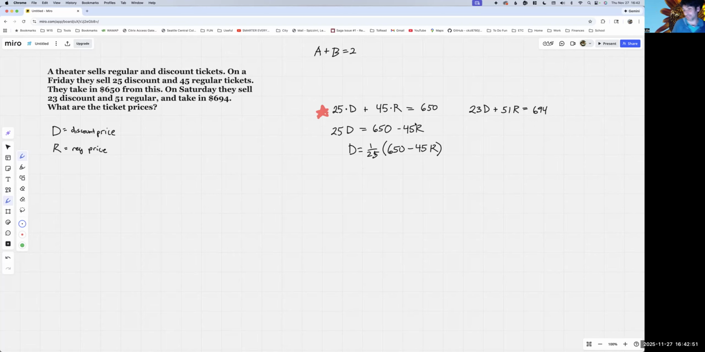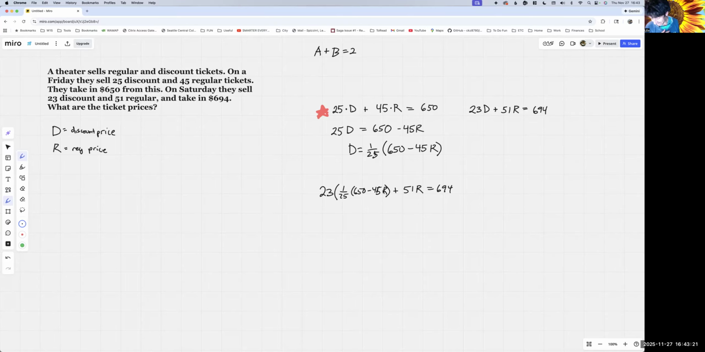Now we're going to take that information and put it into this other equation. In other words, I'm going to rewrite the equation down here. I've got 23D plus 51R is equal to 694. But instead of writing D, I can replace D with this expression, 1/25 times 650 minus 45R.